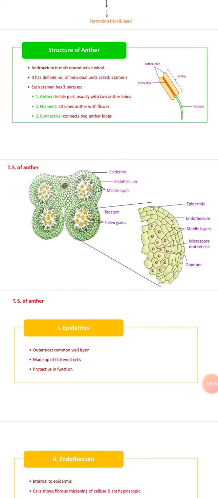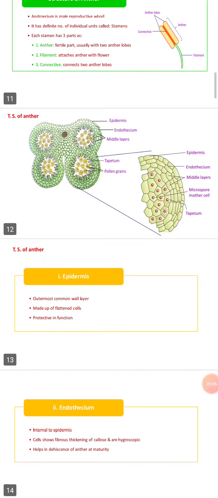Then the filament is the stalk of the anther. It attaches the anther to the flower. Then the connective just connects the two different lobes of the anther. That is the main role of the connective. Let us see about the TS of the anther.